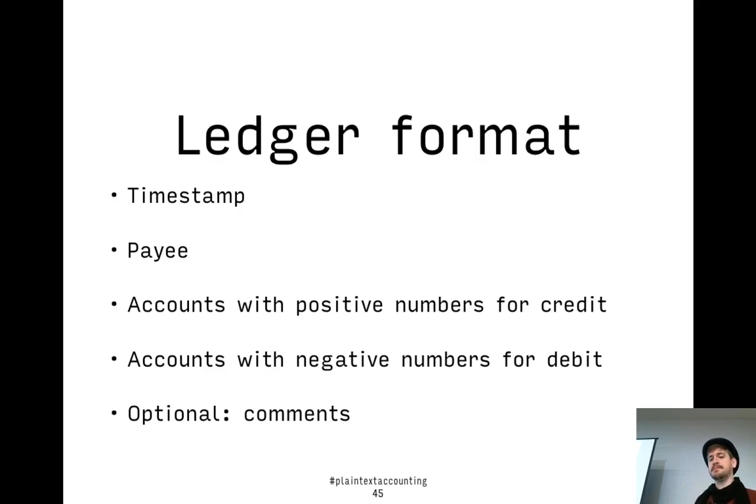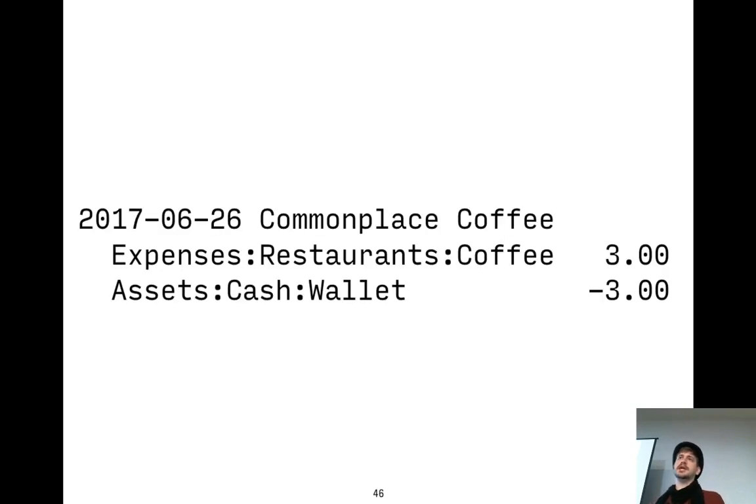There's a timestamp, a payee, a series of accounts with debits and credits, and optionally some comments. Comments can be on a transaction or they can be on individual lines in the statement. Here's an example of a simple transaction. So let's walk through this.